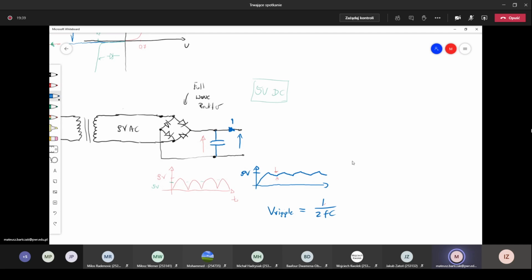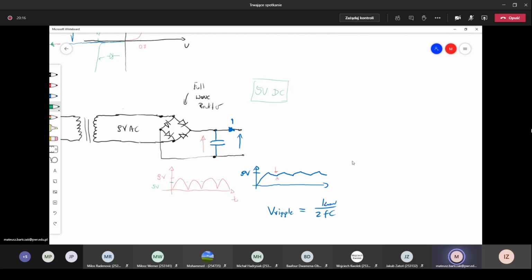Of course, the capacitor stores some energy, and this energy needs to be used to fill this gap. So this is the load current, and we need to adjust this capacitor to some load. But still we have some ripples, and we want to have a constant 5 volts output.